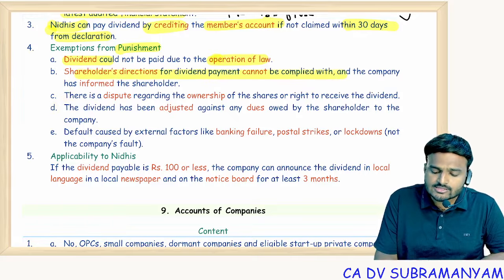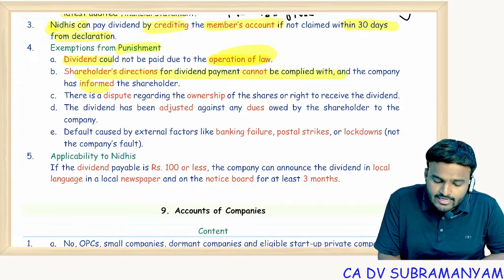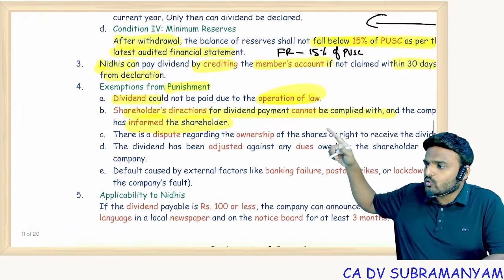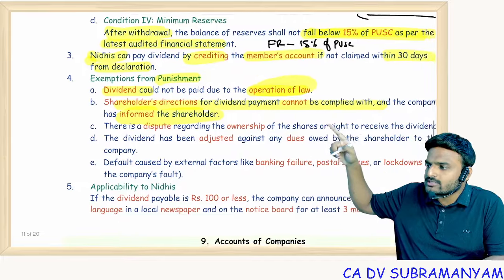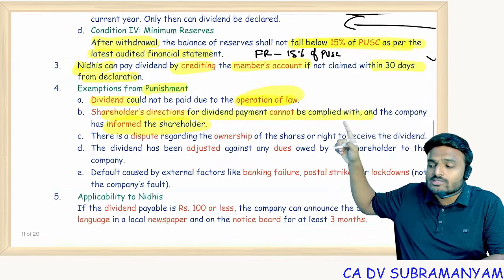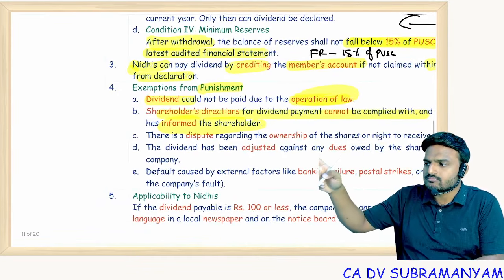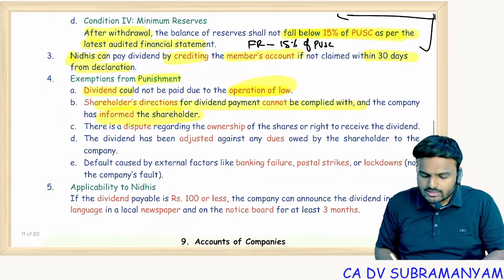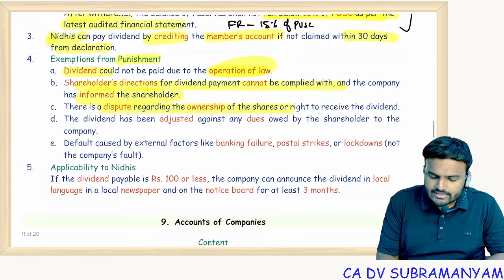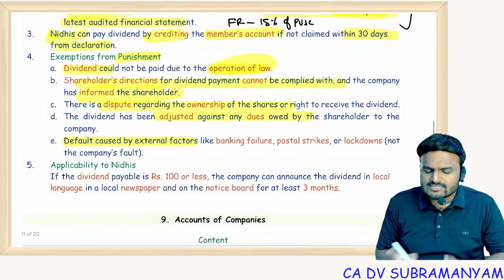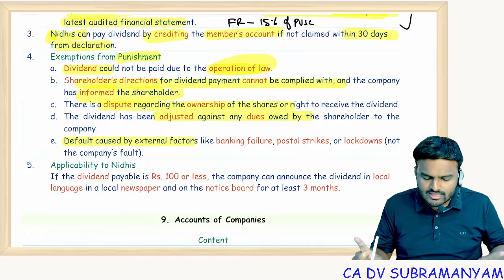What are those cases? Operation of law, shareholder direction cannot be complied with, and information, this is an important point. Information to the shareholder is important. Cannot be complied with alone is not enough. Information to the shareholder is also an important one. Next one, dispute regarding ownership of the shares. Dividend has been adjusted against the dues. Default because of external factors that are not within the control of the company.